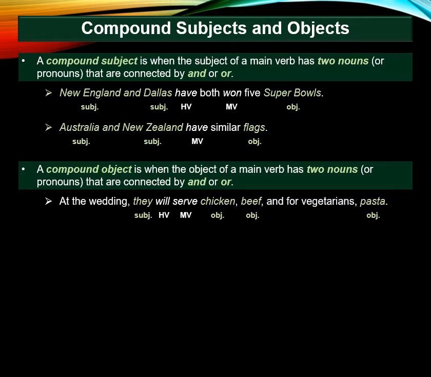At the wedding, they will serve chicken, beef, and for vegetarians, pasta. This object has 3 parts. It is a 3-part compound object, even though "and for vegetarians" is in the middle.